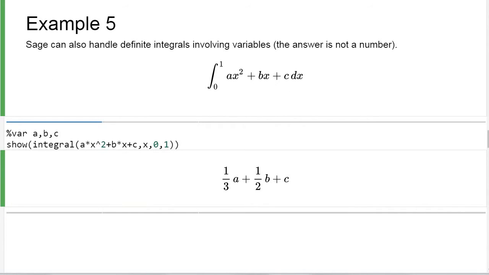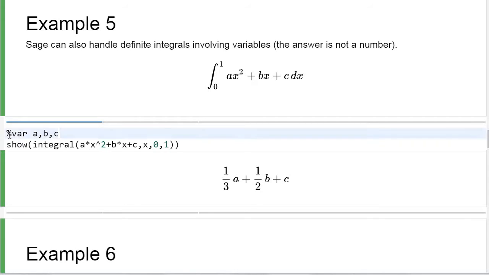Now, Sage can also handle definite integrals that involve other variables. Could do indefinite integrals like this too. So this is purely symbolic integration. The answer is not a number here. The answer is some expression involving the a, b, and c. That's fine. Just tell Sage that a, b, and c are variables and type in the integral just like it is, and you get an answer involving the a, b, and c.